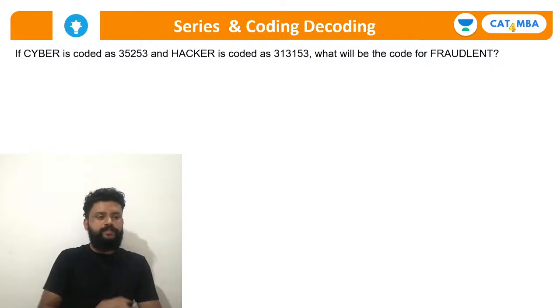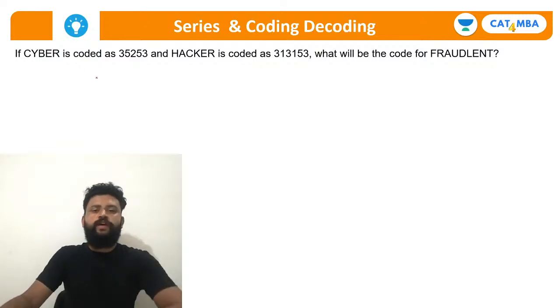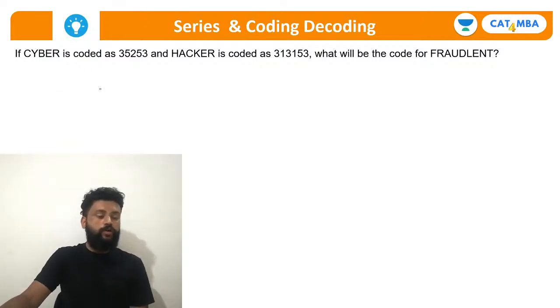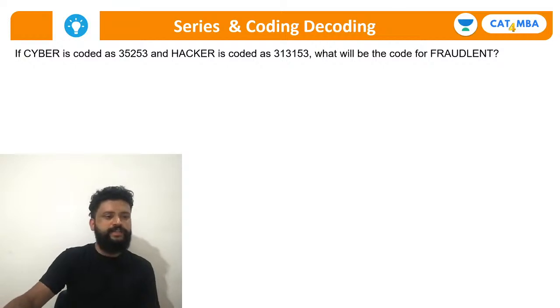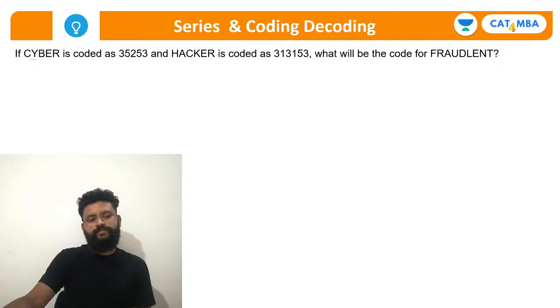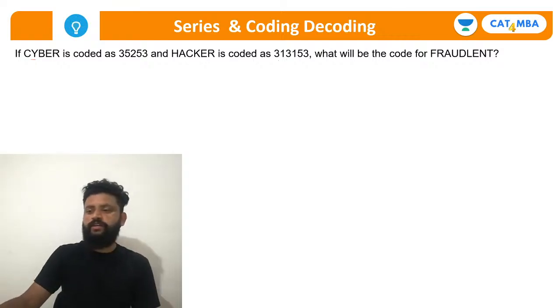Now let's move to the next one. So here's one very interesting question from coding decoding. You need to figure out the code for word fraudulent, and you are given with the hint that cyber is coded as 35253, hacker is coded as 313153. So you need to find out the logic first.